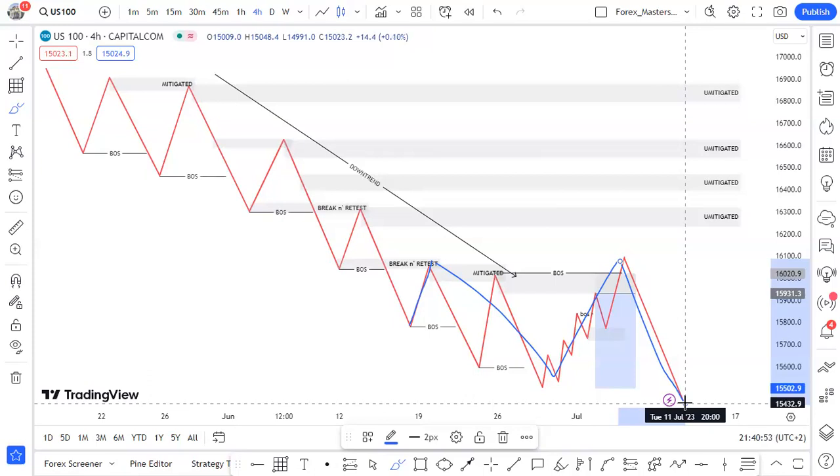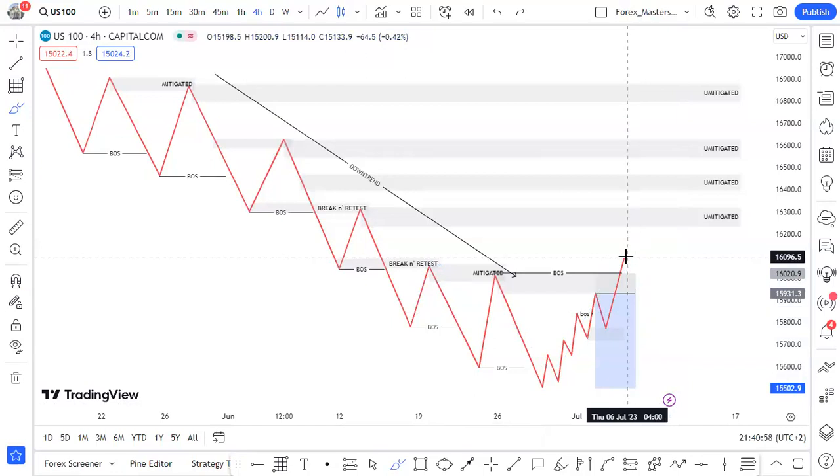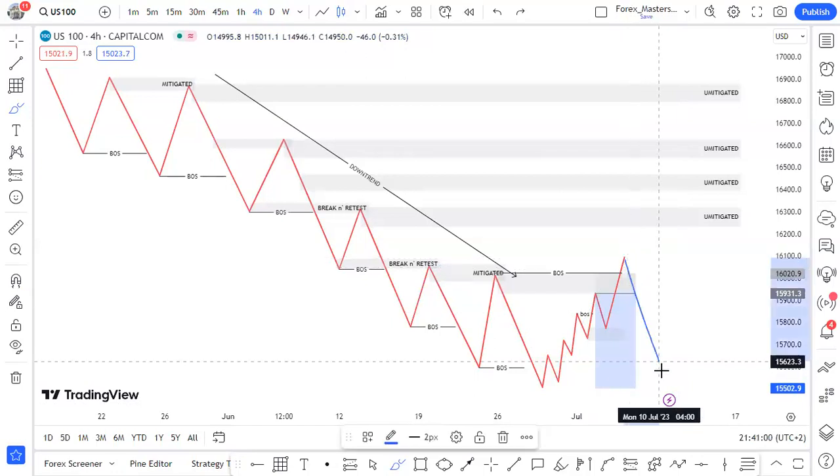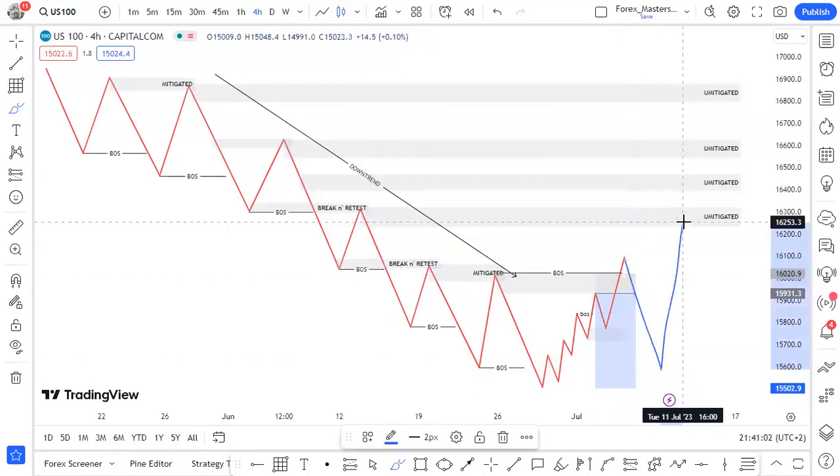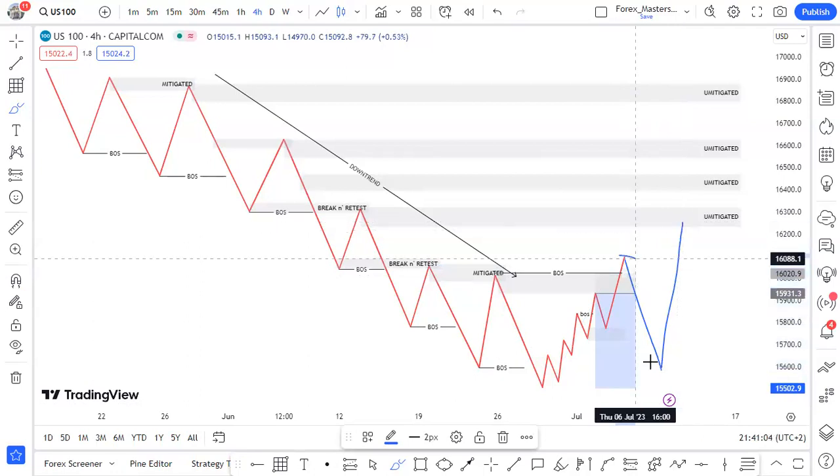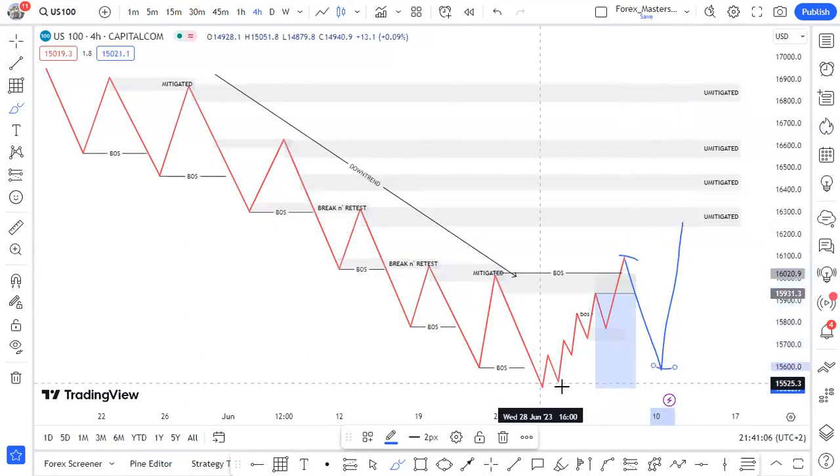Now, the second possibility that we're going to look at is where price pulls back down, creates a lower high, then gives us a higher high, so that now we have two highs and two lows.